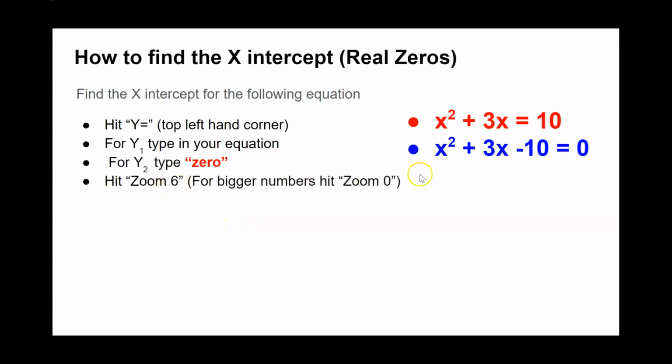Then you hit zoom 6. If these numbers were a lot bigger, then you would actually hit zoom 0 for this one, because the calculator will fit the graph inside your little window. But if the numbers are relatively small, zoom 6 should be efficient enough for you to use.